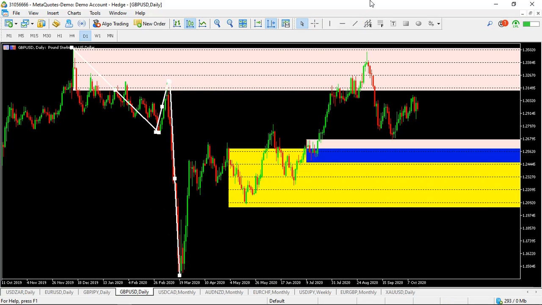Okay, so now we have a higher high because it removed this high, higher low. Okay, and higher high. Okay, so we have a weekly trend line. Okay, weekly trend line.